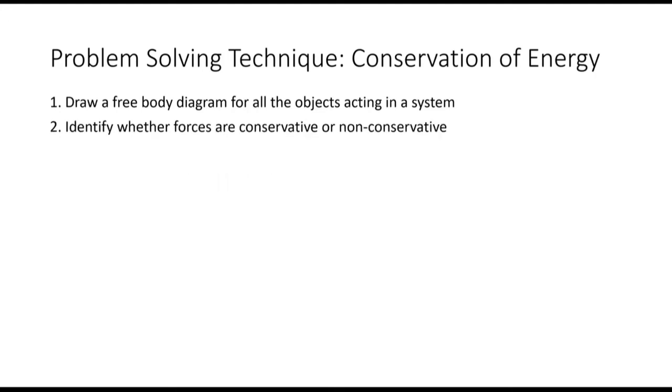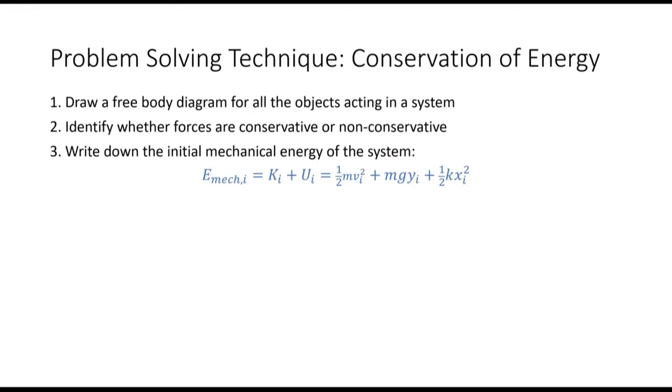All right, and so then once you've identified whether your forces are conservative or non-conservative, you can write down whether the total mechanical energy is constant or whether the change in mechanical energy will be equal to the work done by non-conservative forces. Once you have that established, you can write down the total initial mechanical energy, which is equal to the total initial kinetic energy plus the total initial potential energy. That potential energy could be gravitational, it could be due to a spring, or you could have both. And so you'll always want to think about adding those things together.